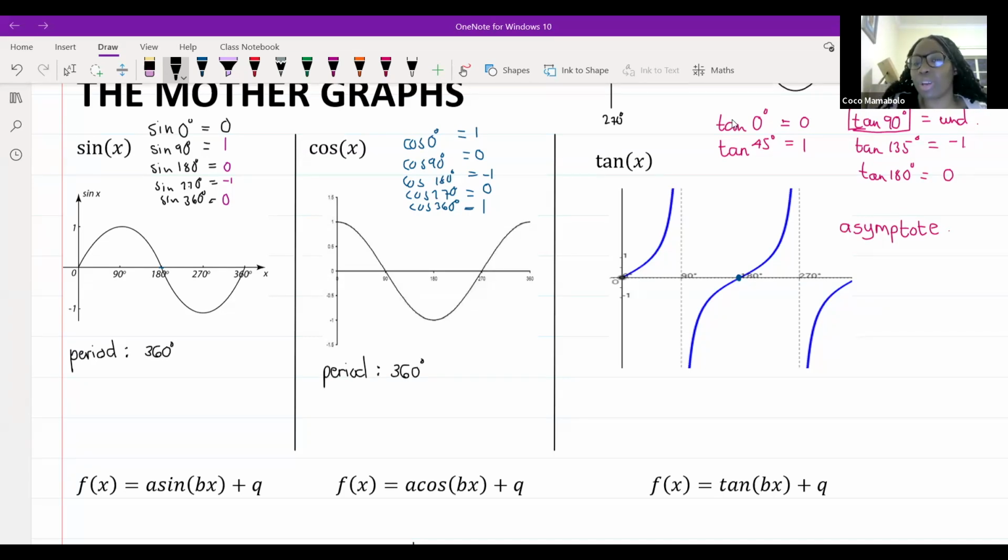Now, the tan one is going to be different. What is the period of my tan graph? How long does it take for my graph to start repeating itself? I'm going to draw a straight line down there because we went from 0 to 180. So the period of my tan graph is actually how much? Instead of 360, my tan graph will repeat itself after how many degrees?